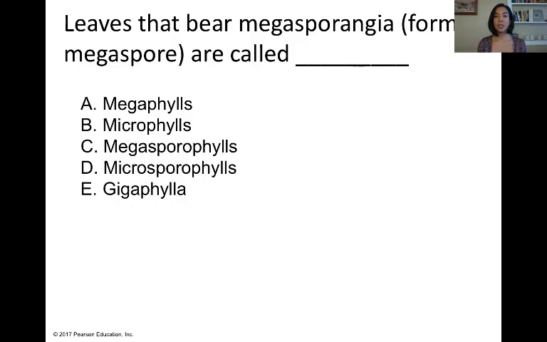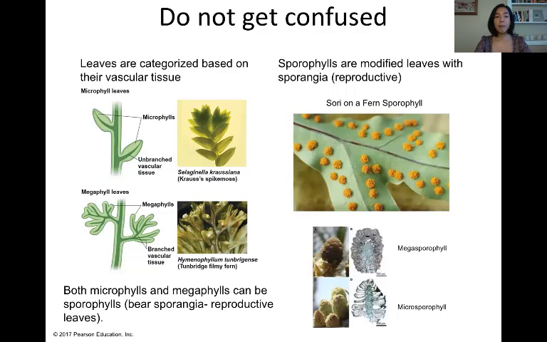Leaves that bear megasporangia form megaspores. And leaves that bear megasporangia are called what? A, megaphylls, B, microphylls, C, megasporophylls, D, microsporophylls, and E, gigaphylla. So remember that megasporangia are going to be there in these megasporophylls. Megasporophylls is the right answer, C. So do not get confused.